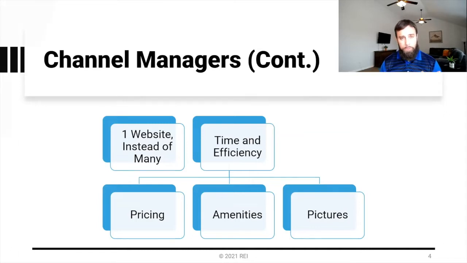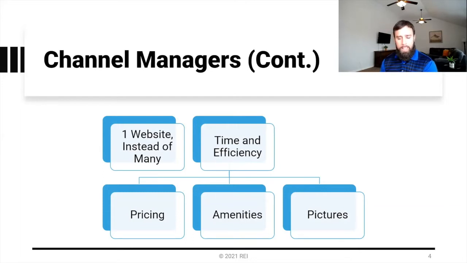We use Hostfully.com, H-O-S-T-F-U-L-L-Y.com. It's been phenomenal. We've been using it for about two and a half years. And what it does is it allows us to work directly with the customer as opposed to them working through Airbnb or VRBO. Now, the problem that we have when a customer works through those other platforms is that customer is not our customer. That customer is VRBO or Airbnb's customer.